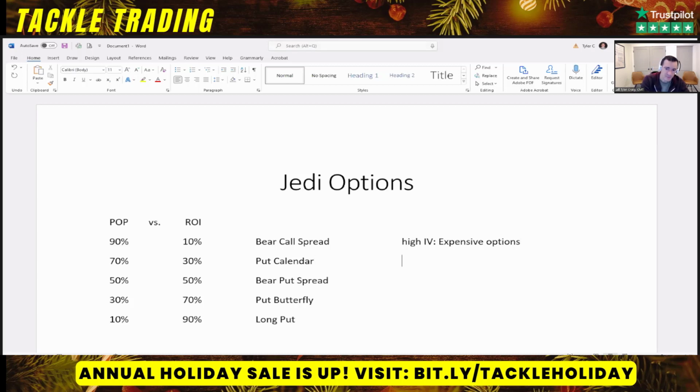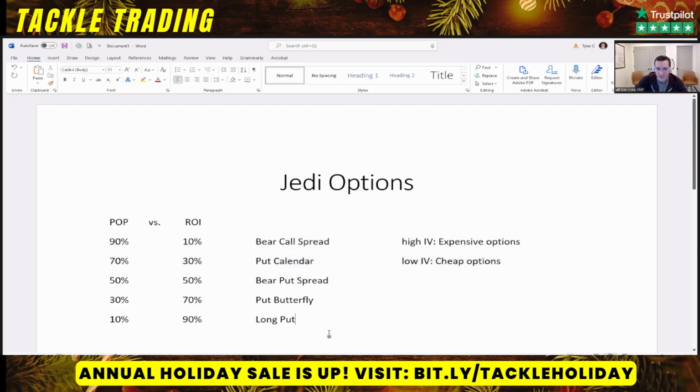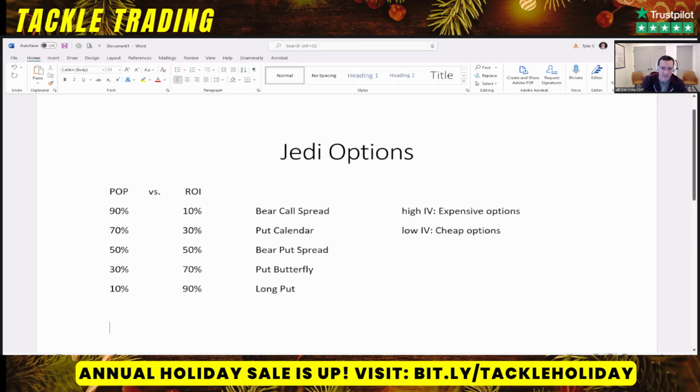And it just so happens that a put calendar has low implied volatility, or it's a positive vega trade that benefits when implied volatility rises. Okay. And so I'm like, all right, I feel like put calendar checks the box. So that was kind of how I thought through that being an appropriate strategy right now.